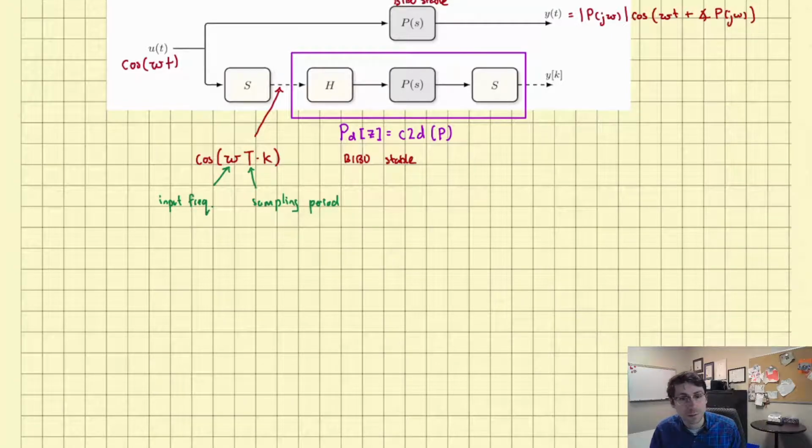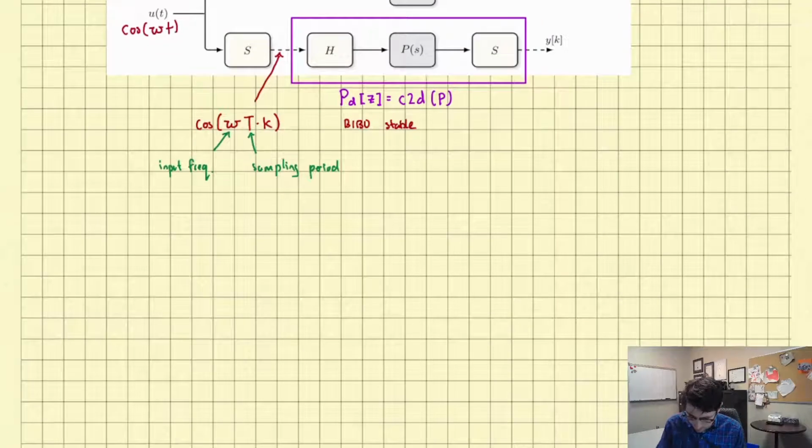And if you think back to what we did in chapter 6, when we were doing the frequency response of discrete time systems, we would just call that symbol, the one multiplying k, theta. So I'm going to use the same convention here. So we're going to define theta to be omega times T, right? It has the right units of radians.